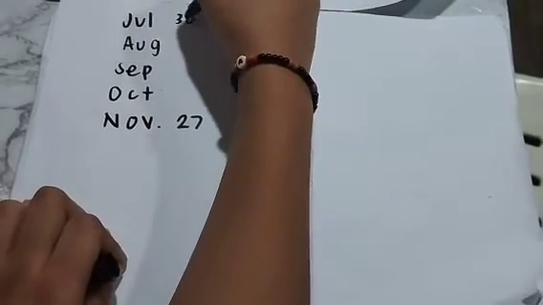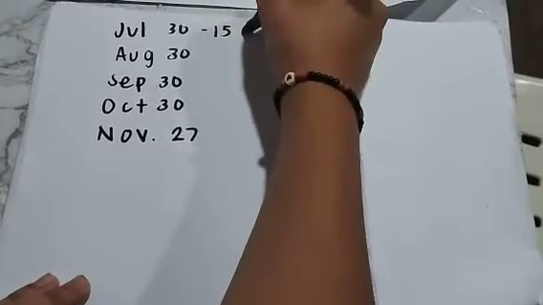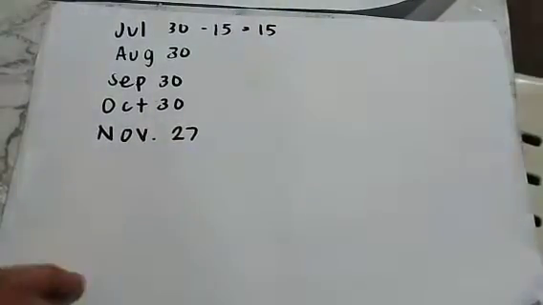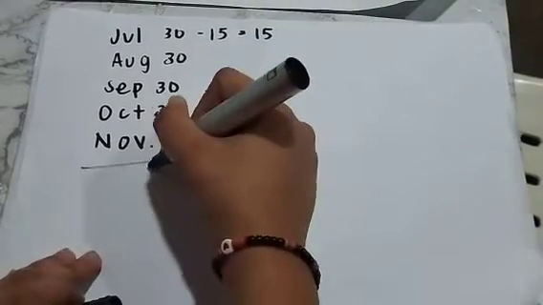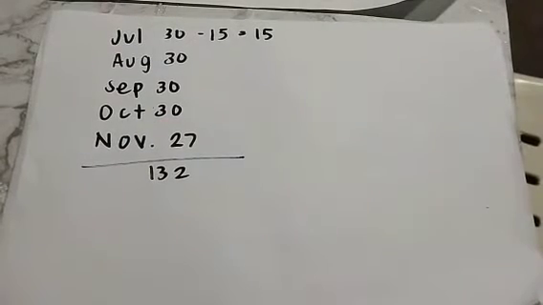Well, dito sa mga to, 30 na lahat. Again, sa July, i-minus natin yung 15. So, 30 minus 15 is equal to 15. Well, the rest, okay na. Next, i-add natin silang lahat. 15 plus 90 plus 27 is equal to 132 days.